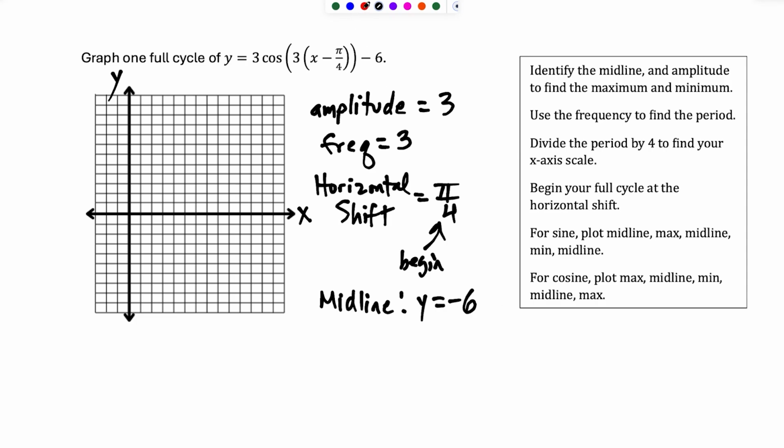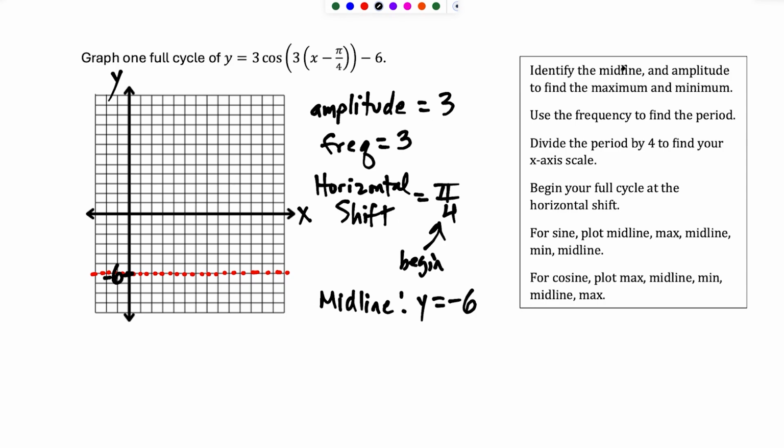So now I'll transfer some of this over to the graph. So we have a midline at y equals -6. So that's down 1, 2, 3, 4, 5, 6. So that's over here. So I'm just going to draw a dotted line like this going across. And this represents the midline of our cosine curve. And I'll just label along the y-axis, this value over here is at -6.